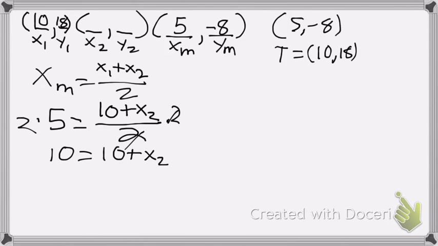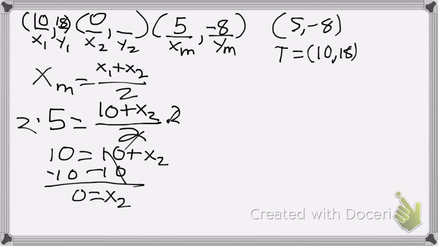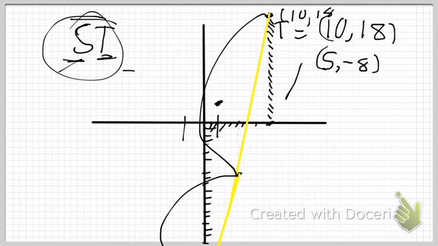Now, you guys should be able to look at this and immediately know that x2 is going to be 0. Because 10 plus anything else is not going to equal 10. But we're going to go ahead and solve it just to show that x2 does equal 0. Now, if we look back at our graph here, we see that that kind of makes sense. We had already suggested that our x was going to be somewhere between negative 3 and 3. And what do you know? Dead smack dab in the middle at 0.